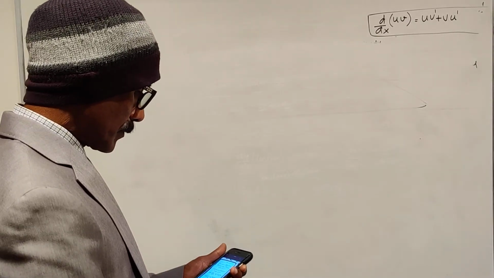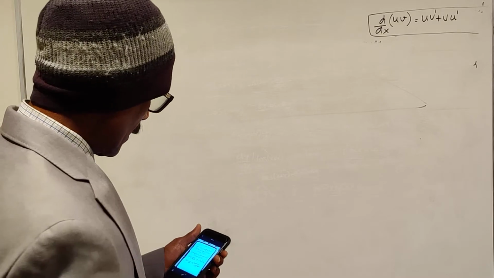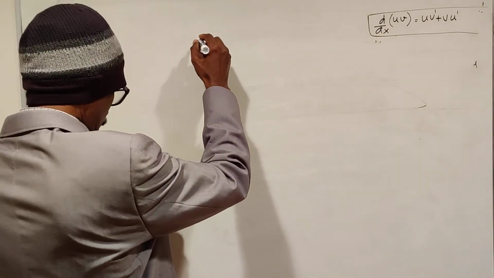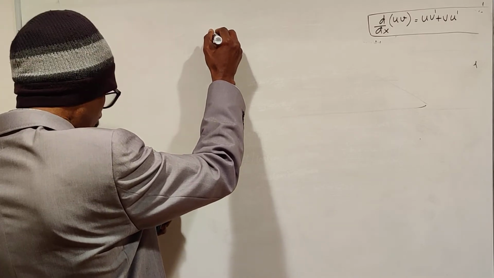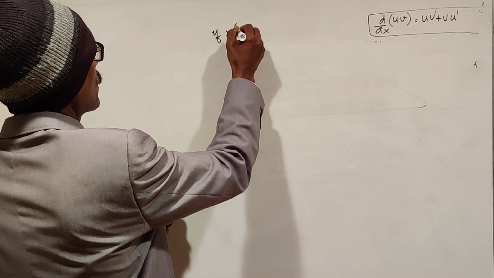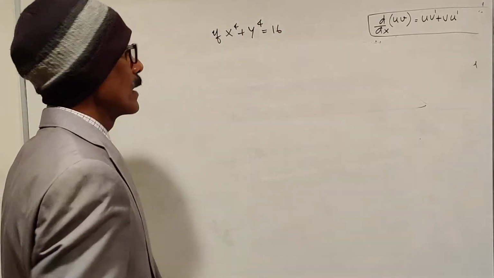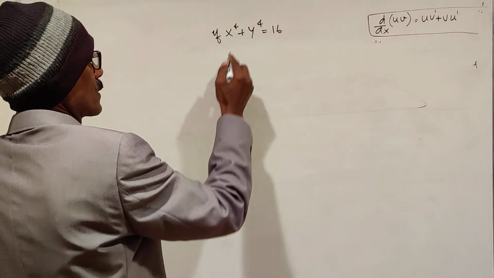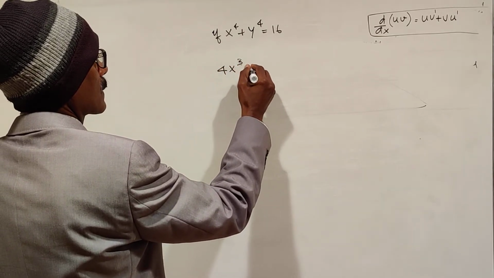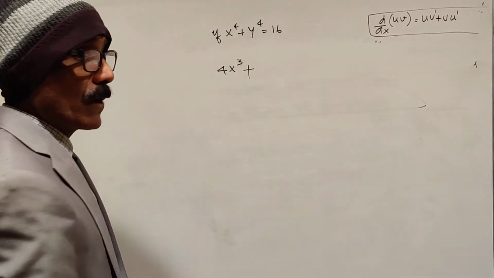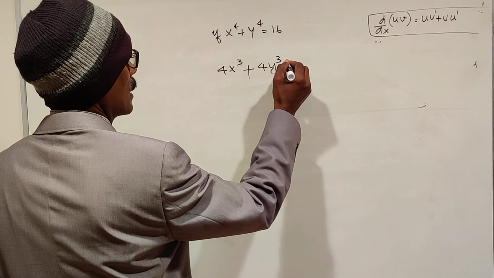Next is a different type of problem. Okay, this one is another one. Find dy by dx if x to the power 4 plus y to the power 4 is equal to 16. This is easy. What is the derivative of x to the power 4? 4x to the power 3, plus what is the derivative of y to the power 4? 4y to the power 3.